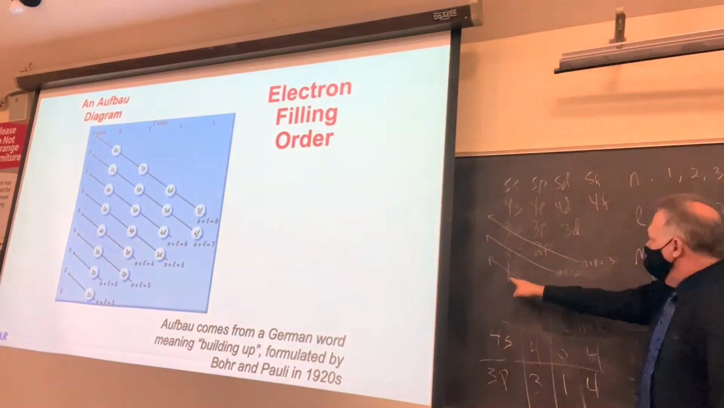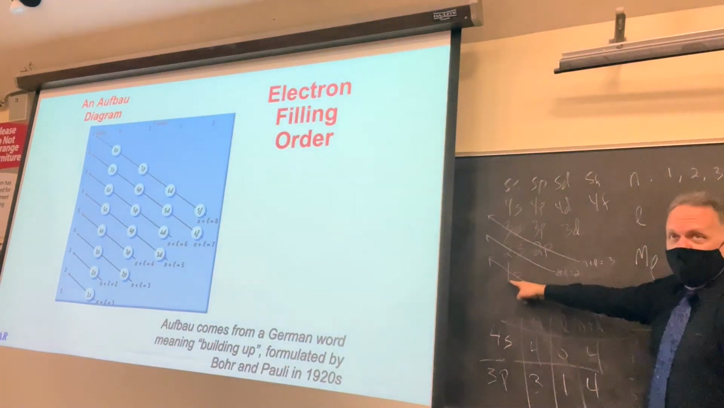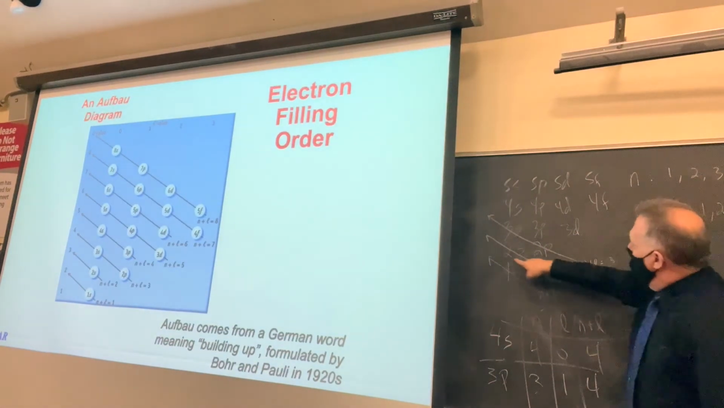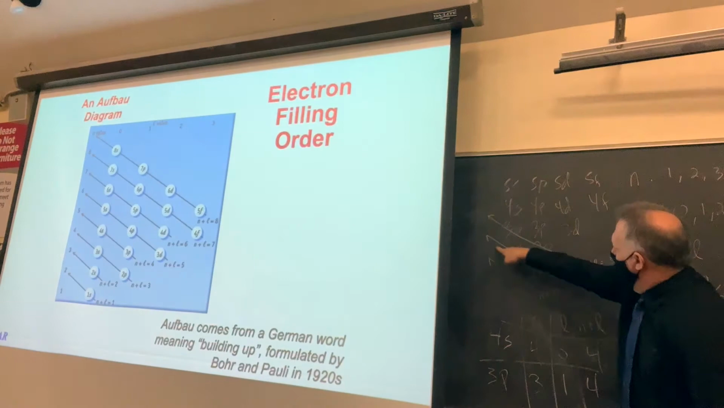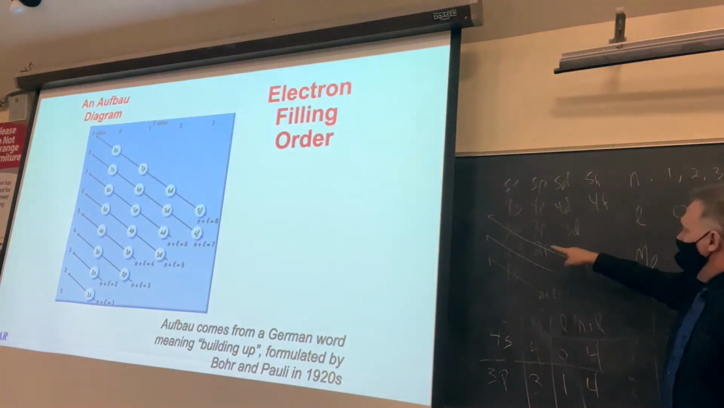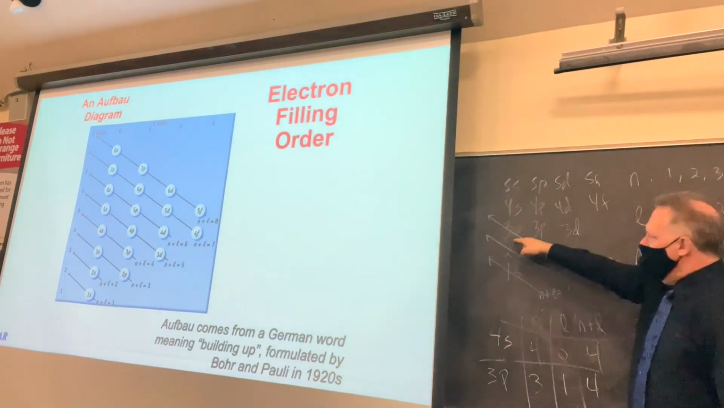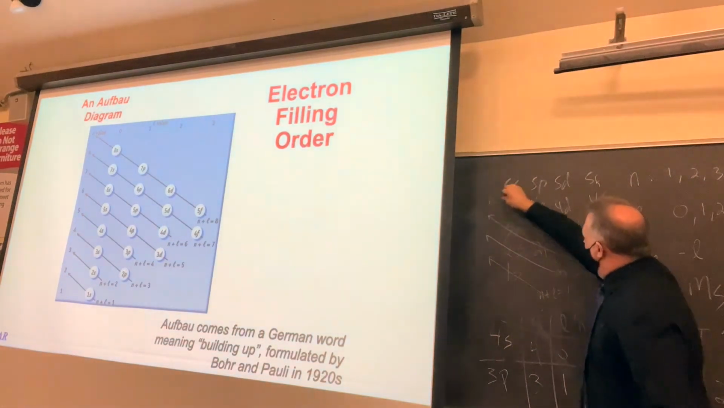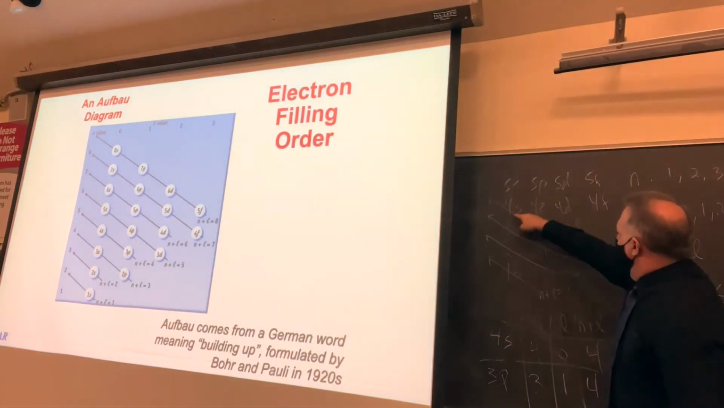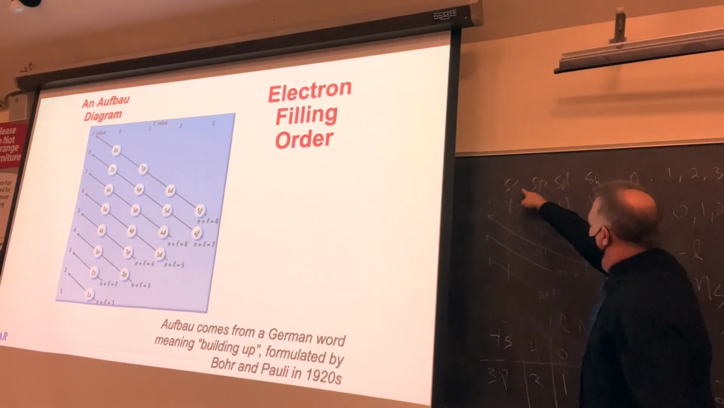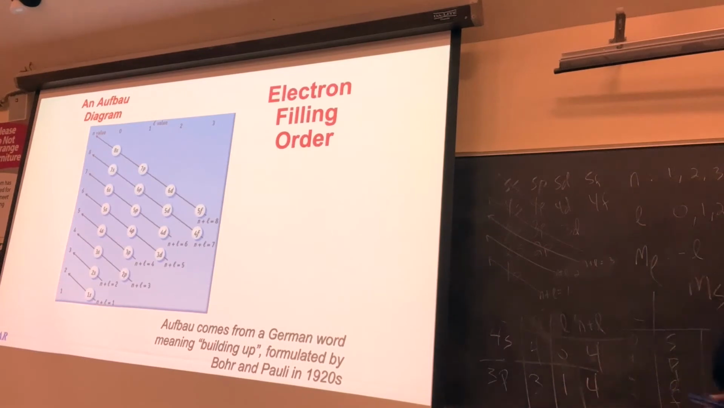The first arrow only has 1s, so you fill that one in first. Then it's like you skip down here to the next arrow, 2s is next. Then you skip down here, 2p is the next one you fill in, but then 3s after that. Keep going. 3p, 4s, keep going, 3d, 4p, 5s, etc.